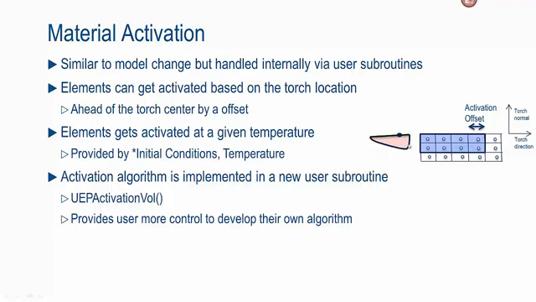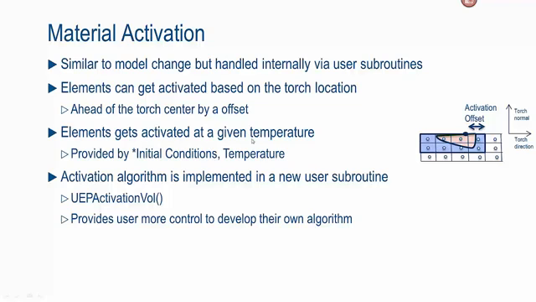The user can also specify an activation offset. As you can see from this little animation, if the torch center is here, based on the activation offset, that determines the extent of material that gets activated in the analysis.